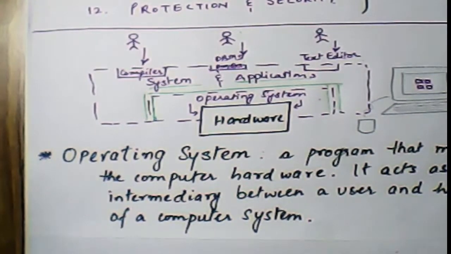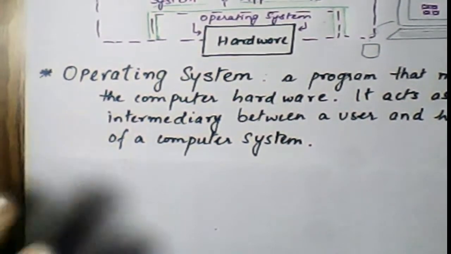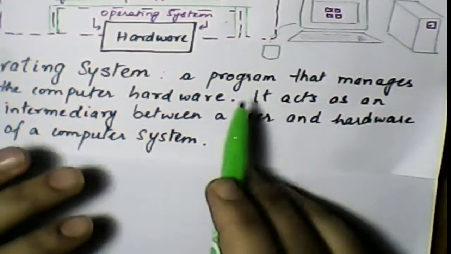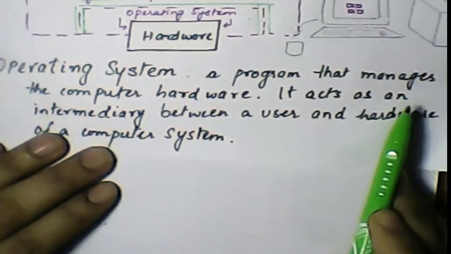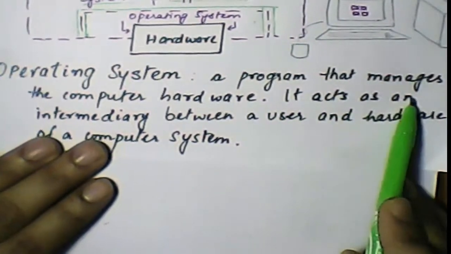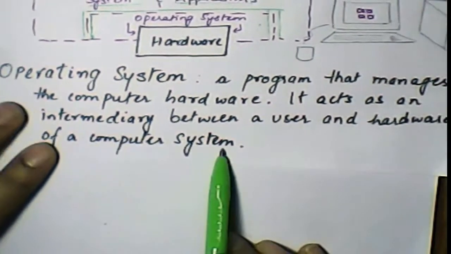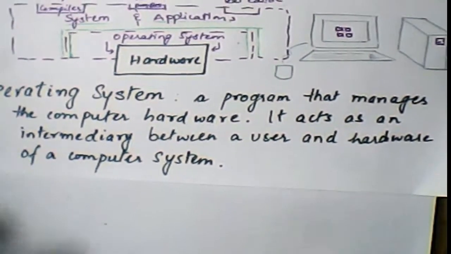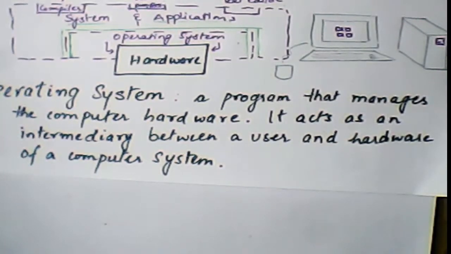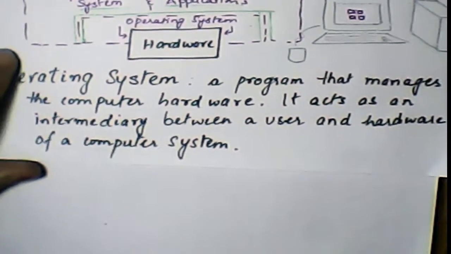So what is operating system? As per the definition provided by Galvin, it is a program that manages the computer hardware. It acts as an intermediary between user and the hardware of the program. As I said, if you want to interact with the hardware of the program, operating system is the one which is acting as a medium, intermediary.